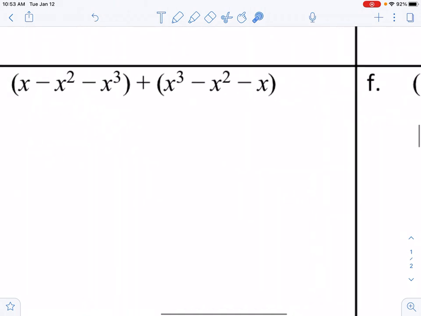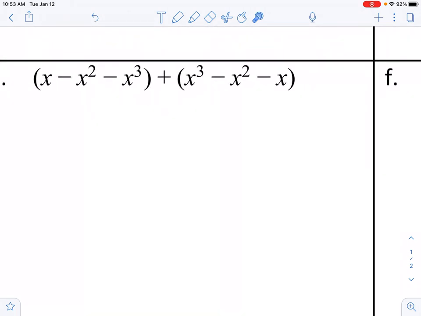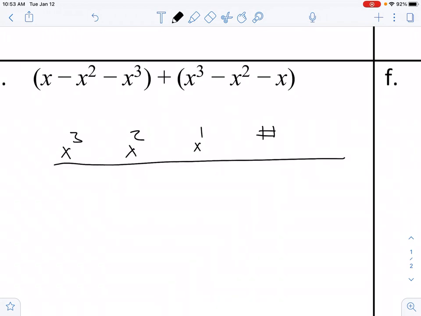Okay, last two. I'm going to look through and I'm going to say, what's my largest exponent here? I see a 3, so I'm going to go x to the third, second, first, and regular numbers. So I have x to the third, x to the second, x to the first, and my regular numbers. Okay, and then I'm just going to go one piece at a time. So I'm looking here. A regular x, I'll do these in blue, is going to go in my x to the first.